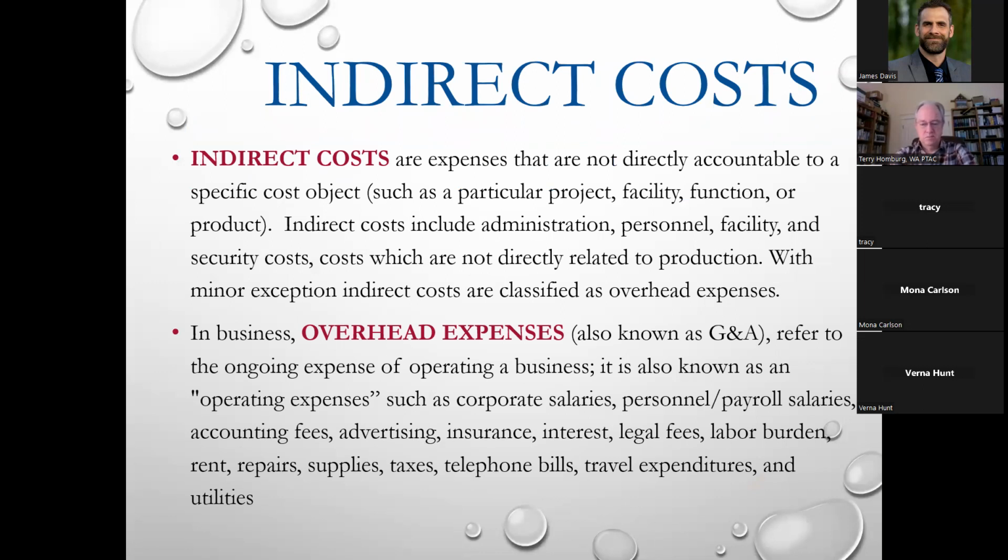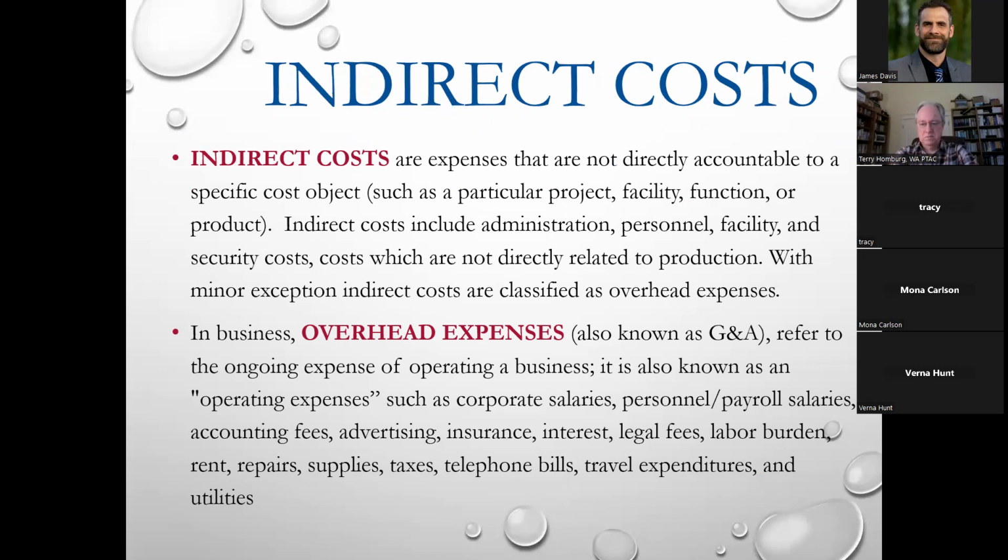You're going to hear this as either overheads, indirects, G&A. There's a lot of terms that come with this, but we're going to classify every expense that you have in one of two categories. It's either going to be an indirect cost or a direct cost. And we're going to talk about direct as soon as we get down here.